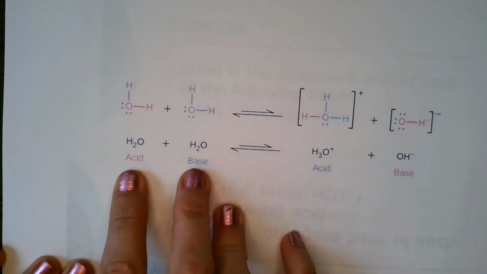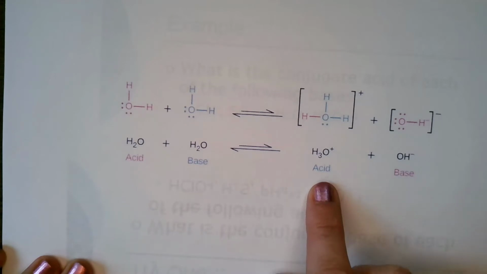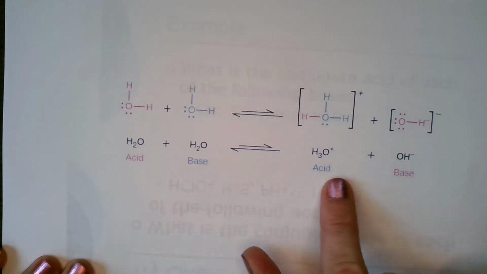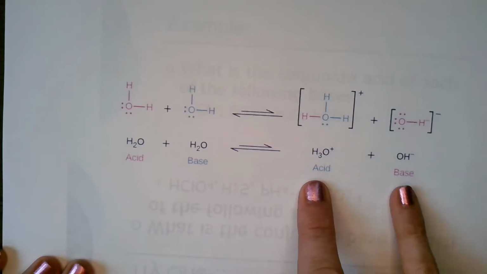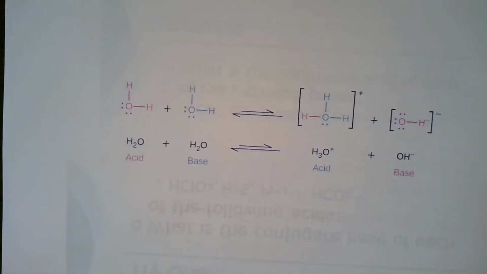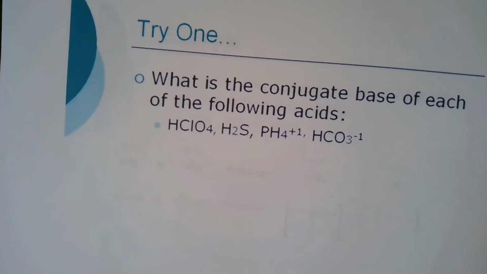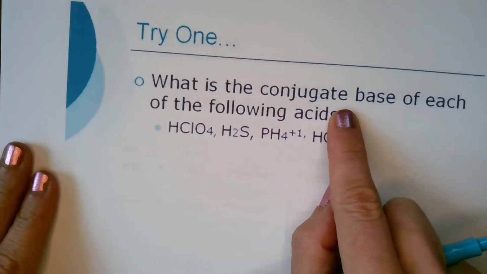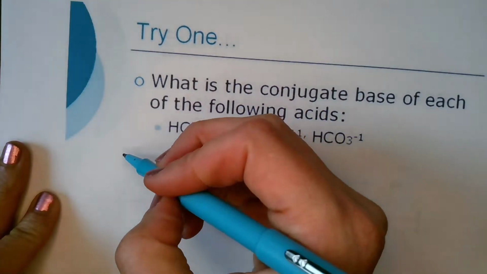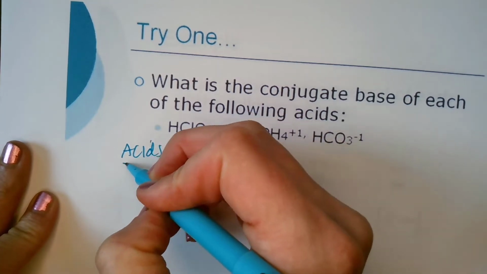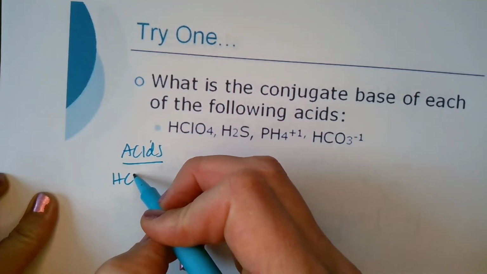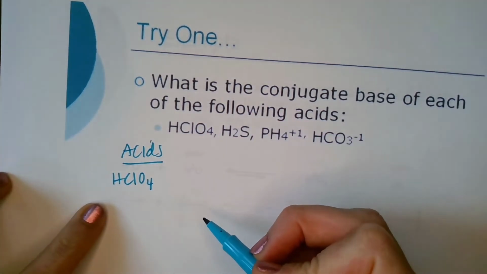And here's just another picture showing that water can act as an acid or a base, depending on whether it's going to accept the proton or donate the proton, to make H3O+ or OH-. Let's try some of this. Let's try to find the conjugate bases of each of the following acids.